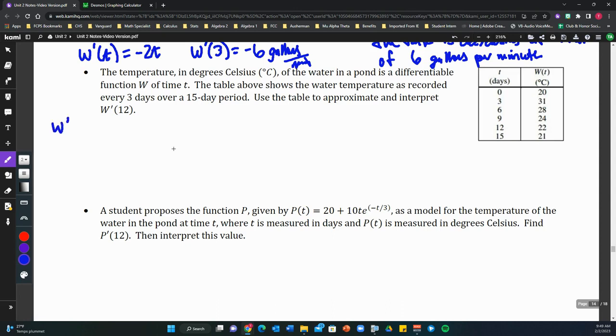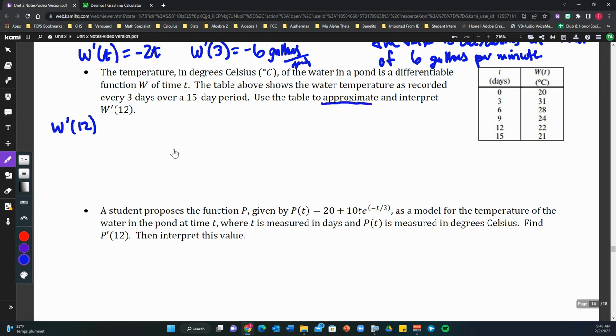Well, to find the exact value of W prime of 12, we would have to go through the exact process that we just did. You have to have an equation or the graph of the original function. Just having a table of values will not tell us the full picture and will not let you actually do calculus. You have to know the exact equation or the exact curve to actually have a chance to do the calculus and come up with the exact instantaneous rate of change.